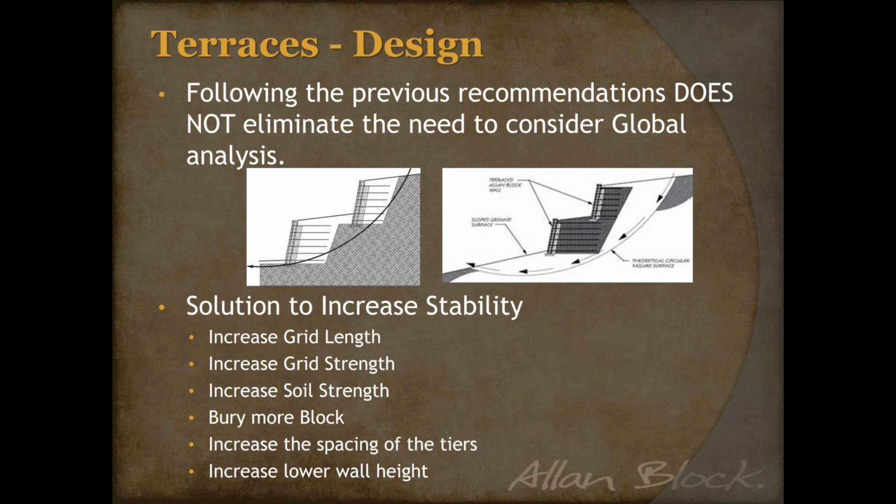The same four as before: increase the grid length, increase the grid strength, change the soil strength, so get in better soils, bury more block. Those all still apply for terrace structures. But since there are multiple structures on one, you do have a few more options.